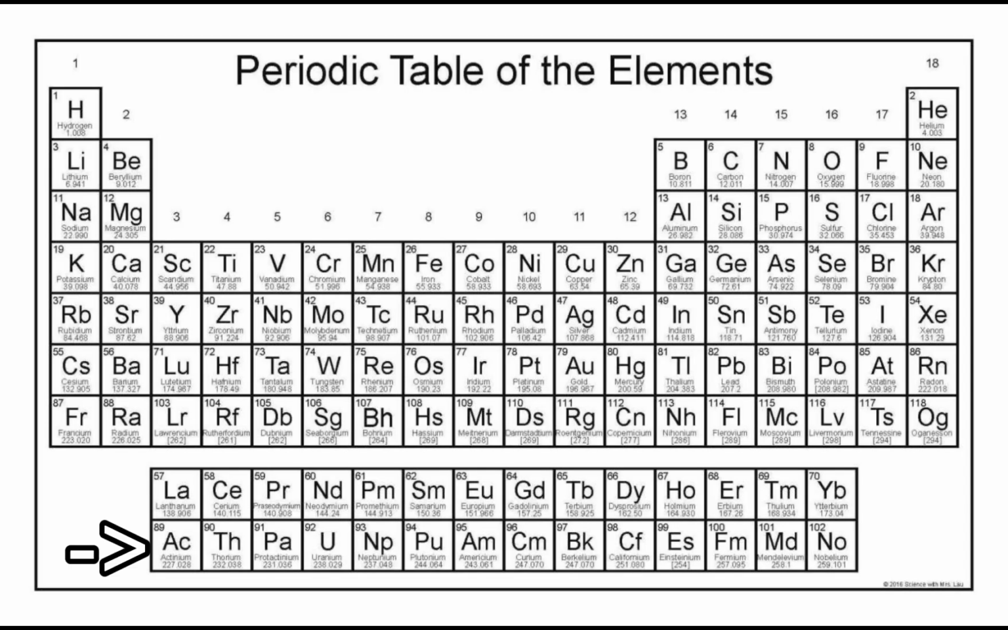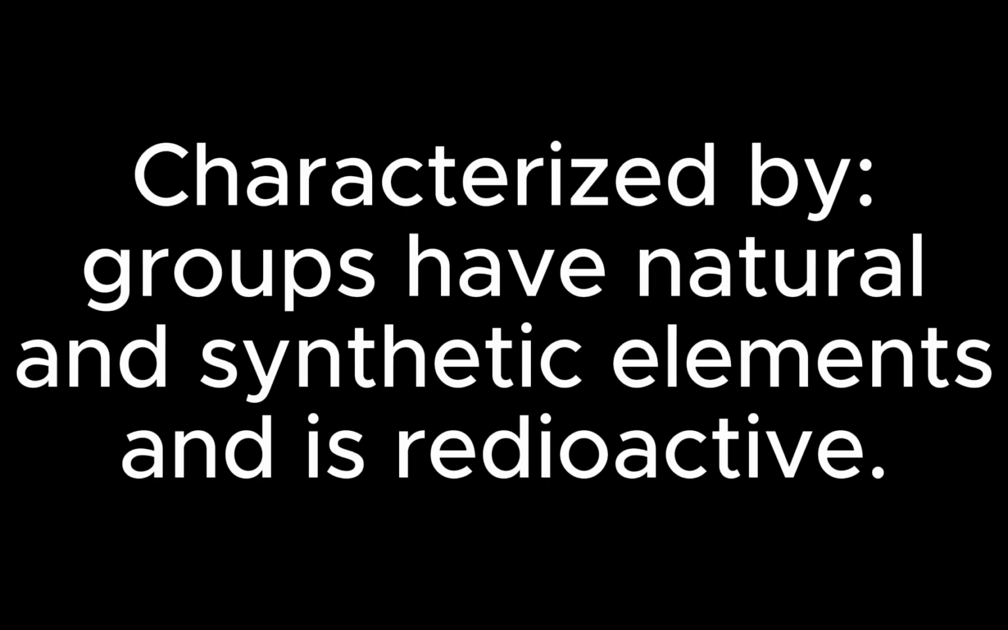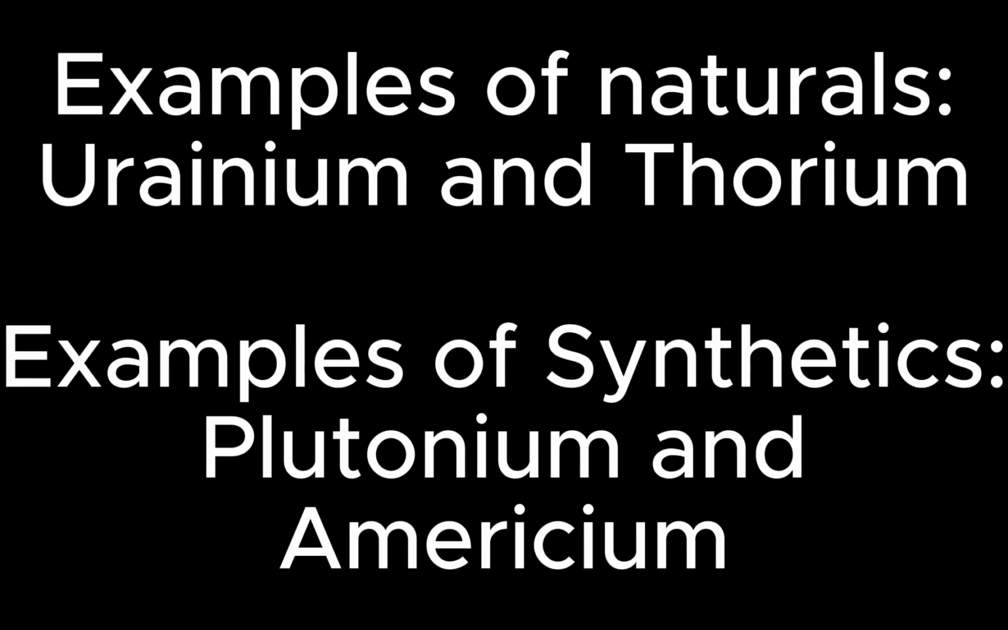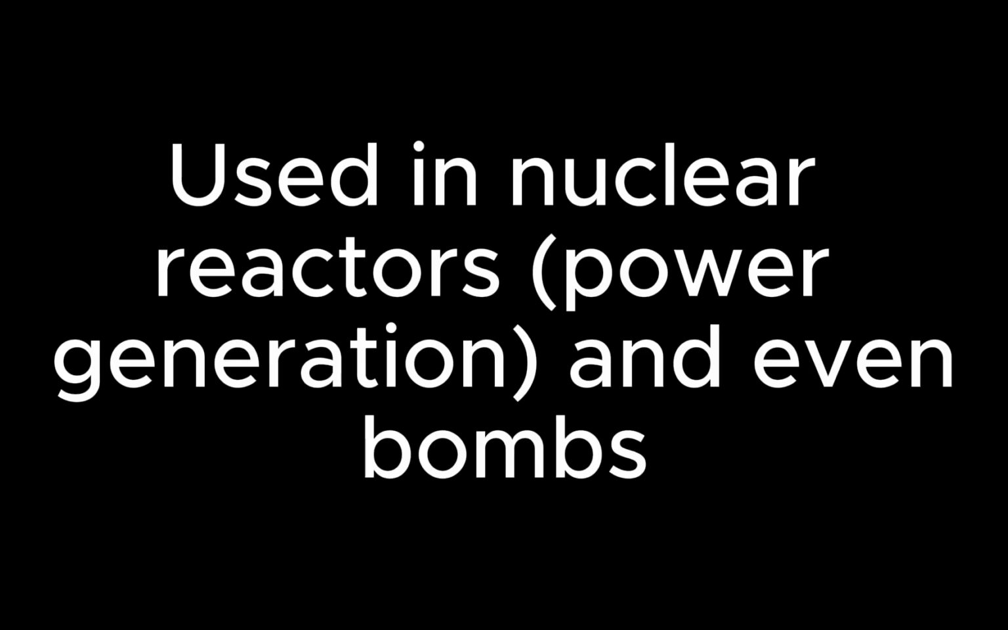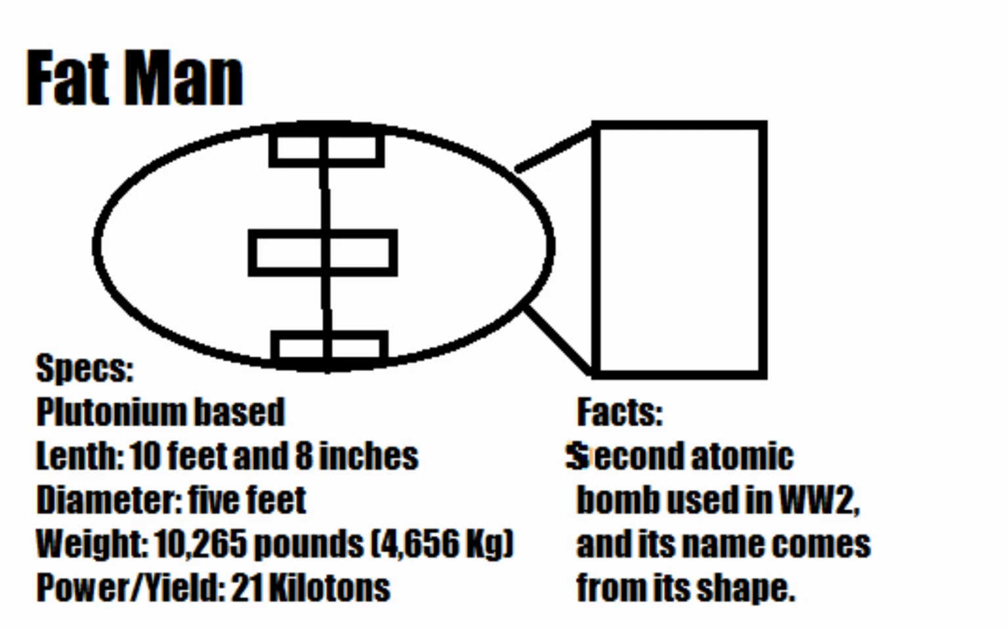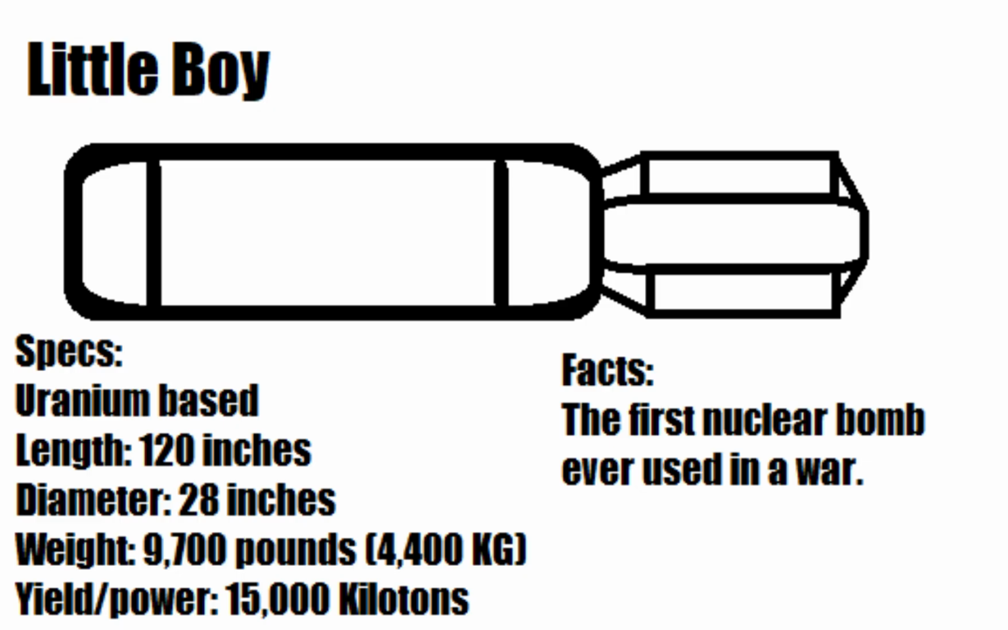Now the actinides and the lanthanides are the two last groups that are radioactive in nature, both natural and synthetic. Like uranium and thorium, plutonium and americium. They are used in nuclear reactors and even bombs. Like Fat Man, which is plutonium-based, or Little Boy, which is uranium-based. 2 of the first atomic bombs used in a war.